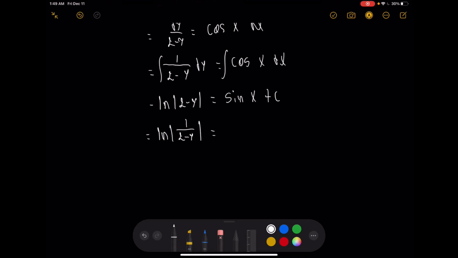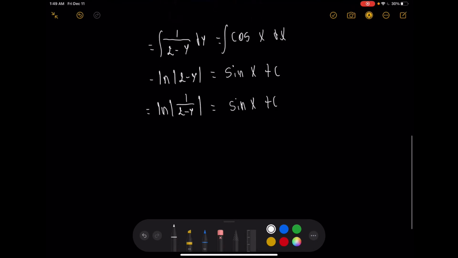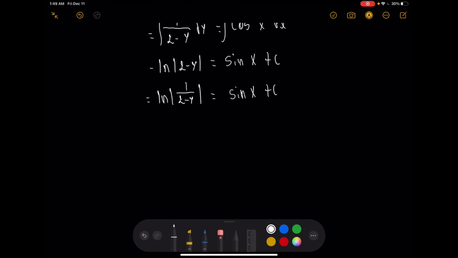So now we have sine of x plus c. And so now we want to go ahead and isolate, right? So the left side, as a matter of fact. So we're going to go ahead and take the exponential of both sides.